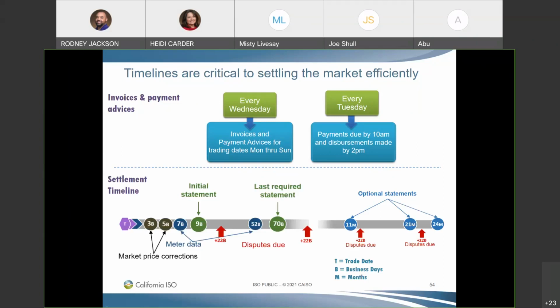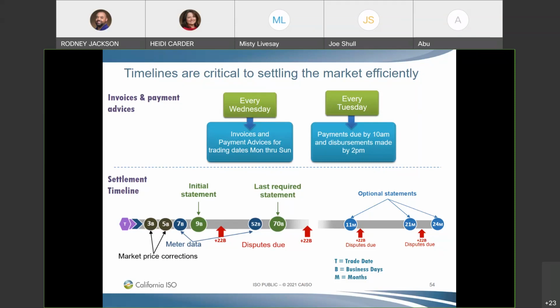But as it stands now, T+3, or the trade date plus 3 business days, is the first estimated statement that is produced by the reporting system. The next time this data will be processed for updates or changes will be at T+12, or 12 business days, which will include any meter data submitted by T+8 business days. Now, there are also subsequent statements that are published periodically thereafter.